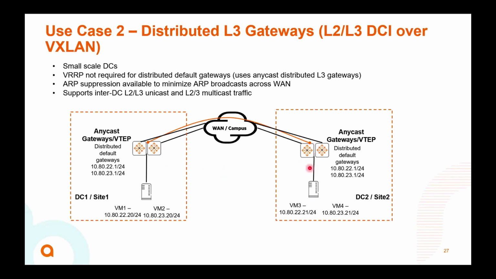Long distance VXLAN across data centers or sites. With this, we do not require VRP. We can use ARP suppression, so that if a VM sends an ARP request for something on the same subnet, for example VM1 22.20 to VM3 22.21, because this information is shared and this VTEP knows about this IP, it will send a response back and prevent that broadcast from going across the WAN. So both layer 2, layer 3 unicast and multicast are supported in this environment.